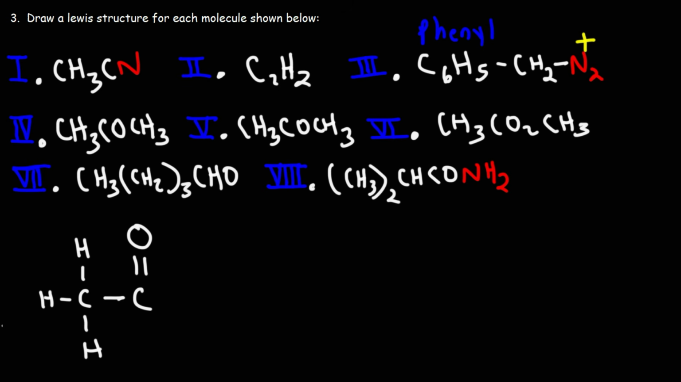Keep in mind, oxygen likes to form 2 bonds, and then attach the CH3 here. So drawing it this way, every carbon atom has 4 bonds, and oxygen has 2 bonds, and then we need to add the 2 lone pairs on the oxygen. So what we have is a ketone functional group.